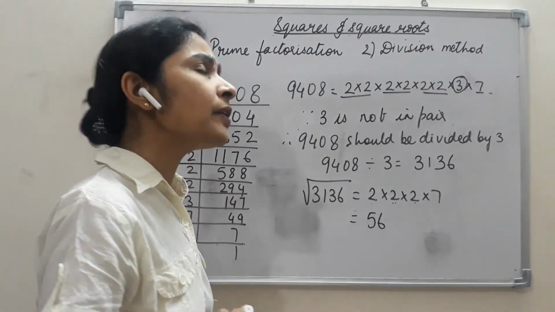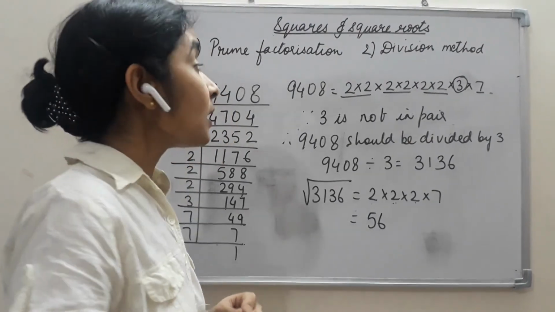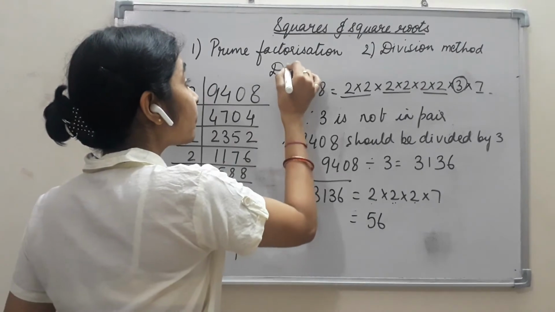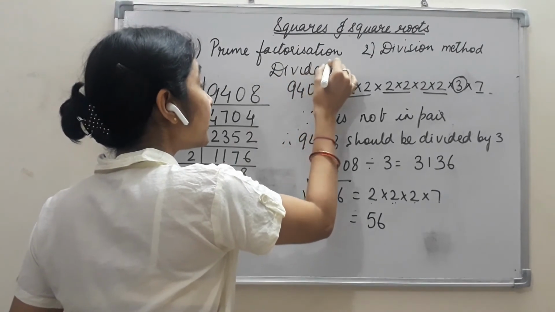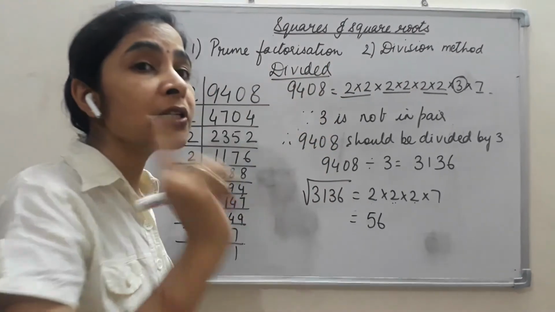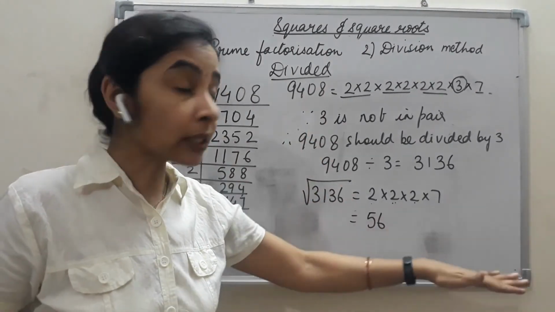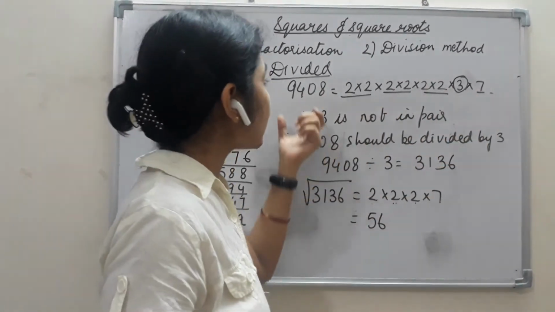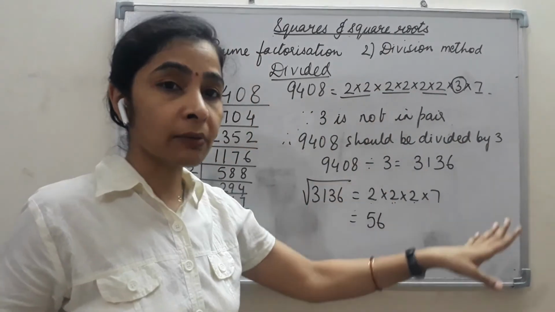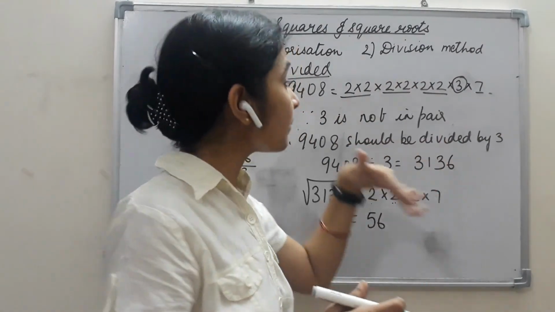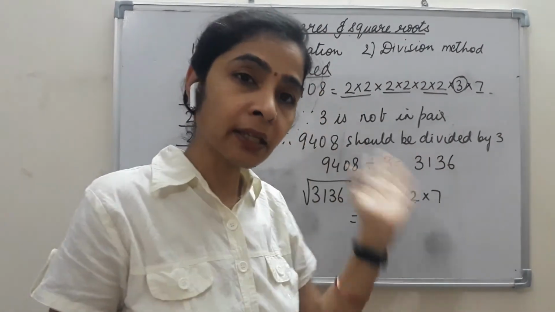Okay, so like that, whichever number is not in pairs, if we are asked by what number it should be divided, that means the number which is not in pairs, we are supposed to remove it. Okay, to remove it, we will divide the given number by those numbers. If there are two, then we will multiply both of them and then divide the given number by their product.